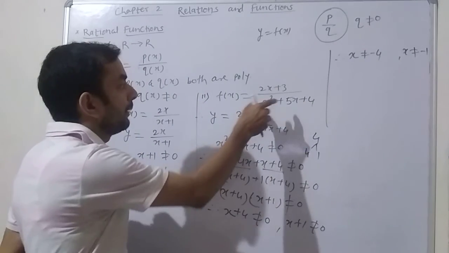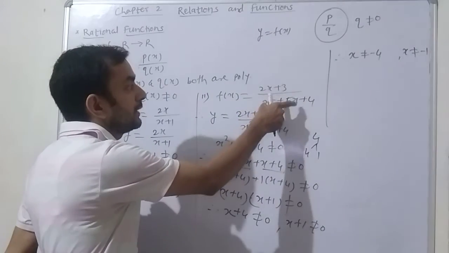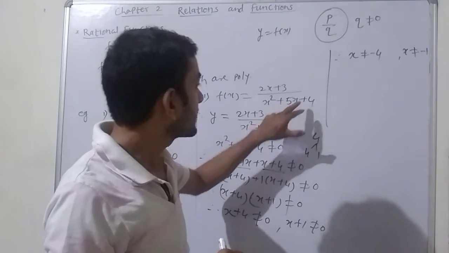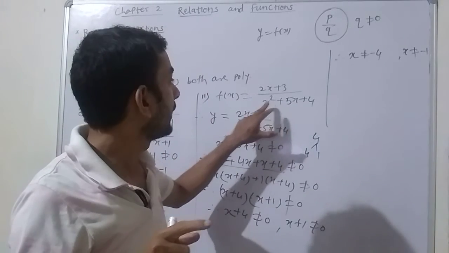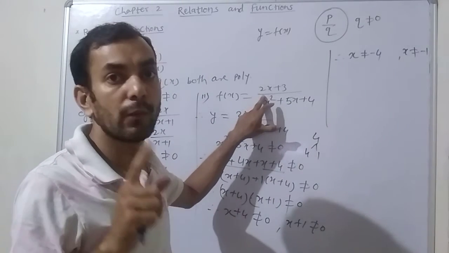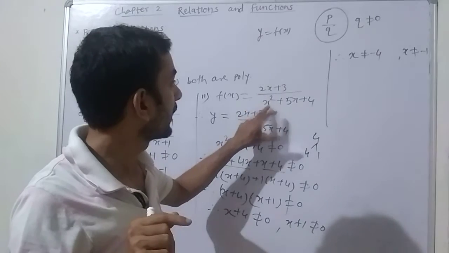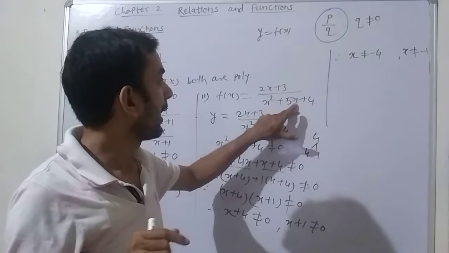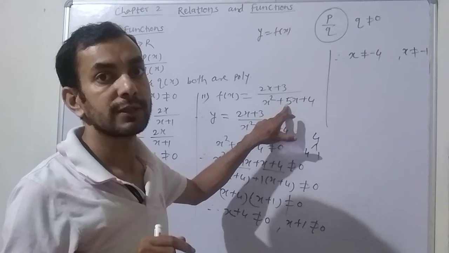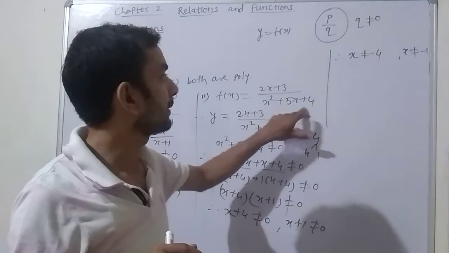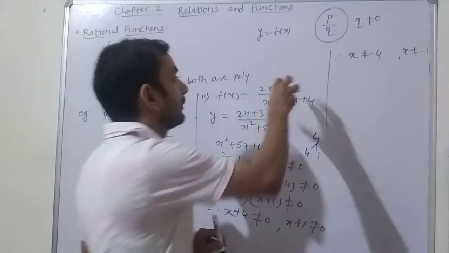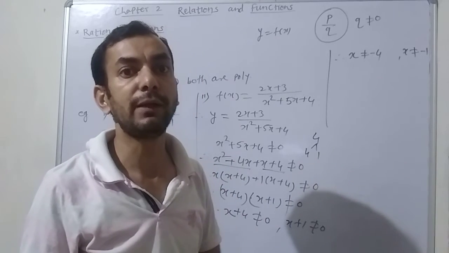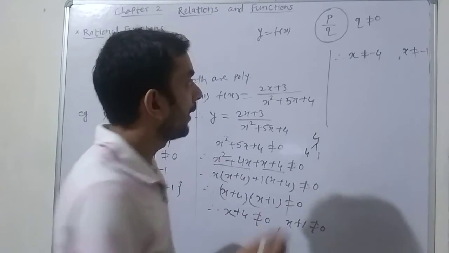Suppose in this example, in 2x plus 3 divided by x square plus 5x plus 4, we put the value of x as negative 1. The square of negative 1 is positive 1, so 1 plus 4 is 5. Again x equal to minus 1, so minus 1 multiplied by 5 is minus 5, and minus 5 plus 5 is 0. Therefore that function should be not defined. So after putting x equal to minus 1, the function will not be defined.